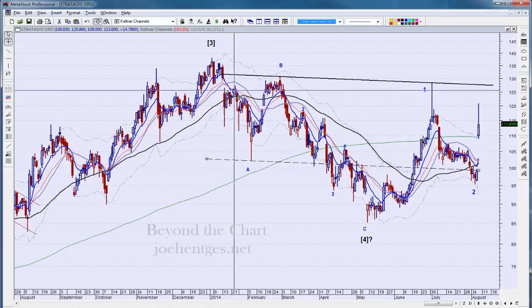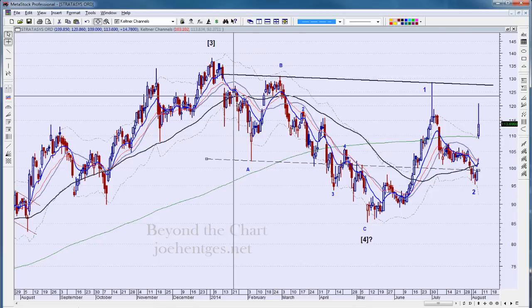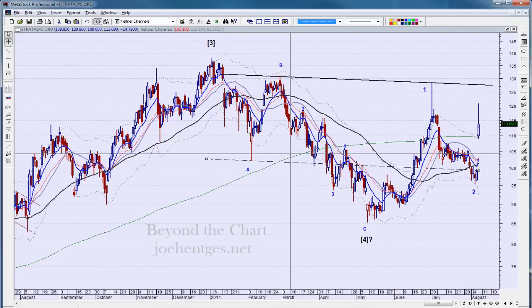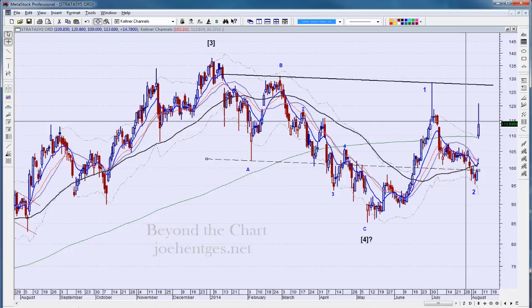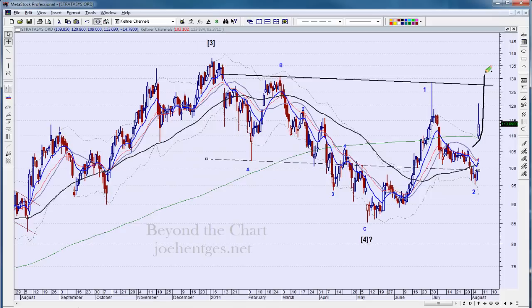So from a symmetry standpoint, the shape's not exactly the same, but the depth of the right shoulder is definitely the depth of the left shoulder. So we've got a real good possibility that this thing is getting ready to do that. And of course, then the move would be up here, breaking the neckline and heading up. So right now I'm going to go with this, and we'll watch and see what the wave structure is.